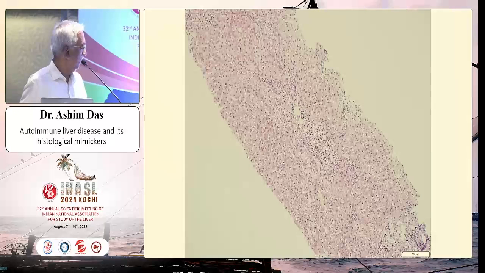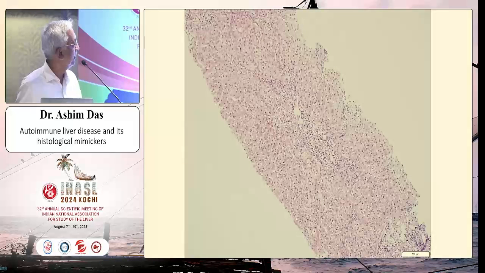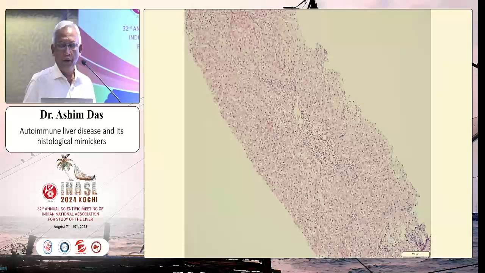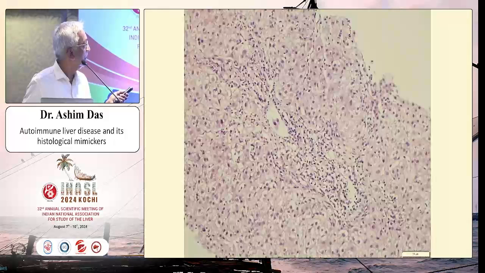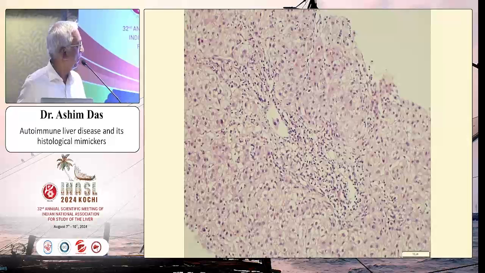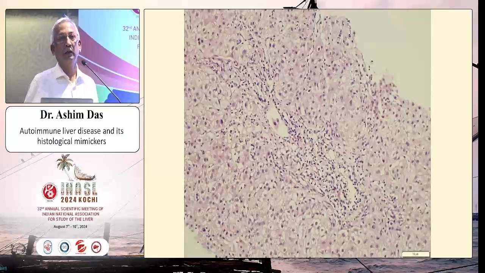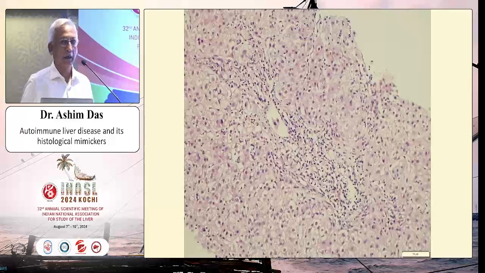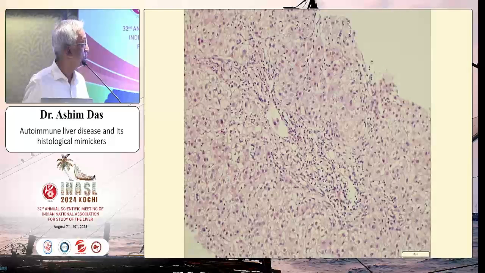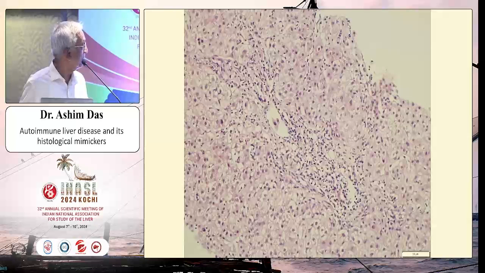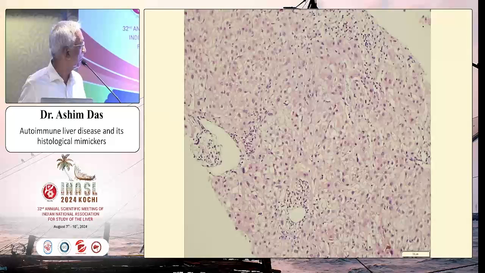Like here, you could see that this is an area where there is a portal tract with inflammation, but it is not like autoimmune hepatitis. And you could see even in this there are some occasional eosinophils. Whenever there is this type of lesser inflammation, when you have to distinguish between autoimmune hepatitis and drug-induced injury, one should think that this is probably a drug-induced injury. Like here you could see these eosinophils are also coming out.